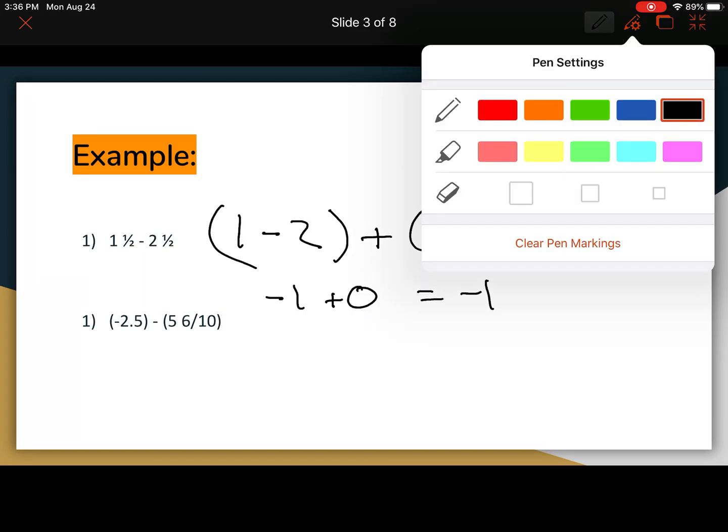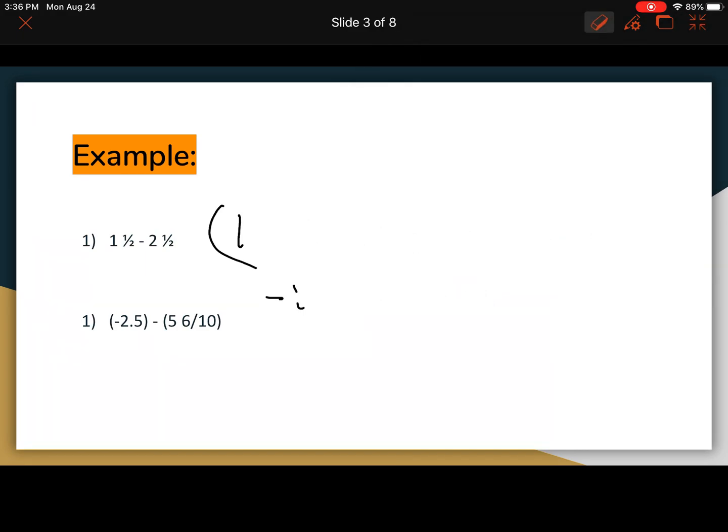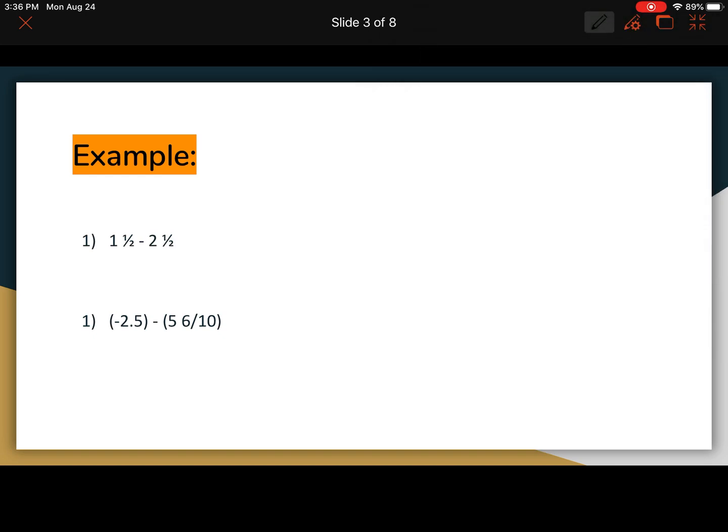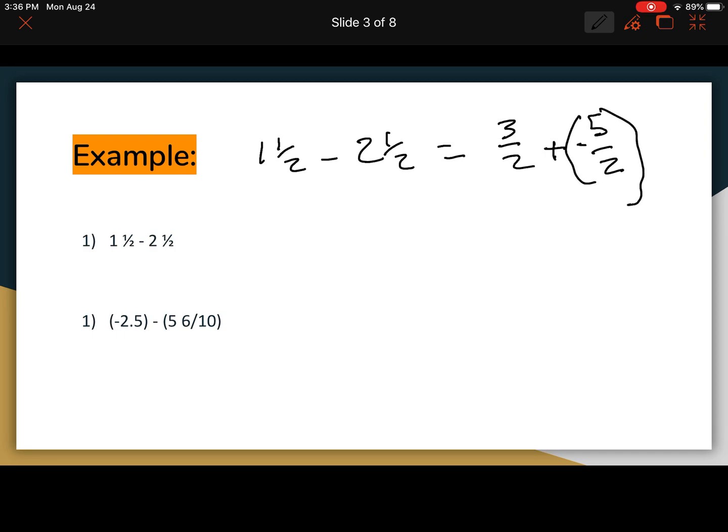Or we could work through it by combining them to make improper fractions. This is what you should probably do more often because it's really rare that those fractions will cancel out like that. So if we have 1 1/2 minus 2 1/2, we can rewrite this as 3/2 minus 5/2. We can change it into an additive inverse as 3/2 plus negative 5/2. And then this would equal negative 2 over 2, which would equal negative 1. Let's see here that this would be negative 1.